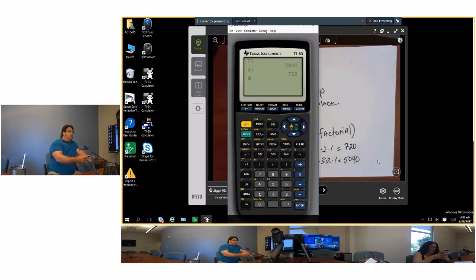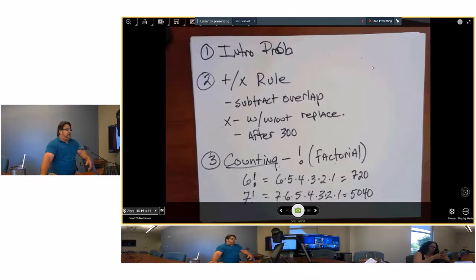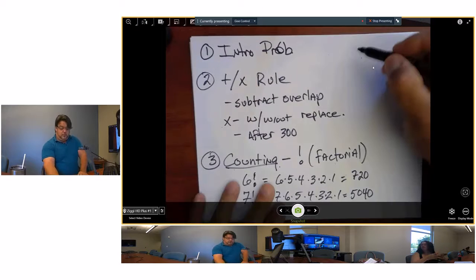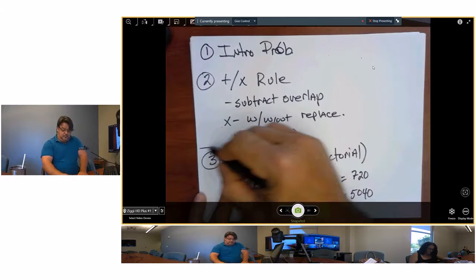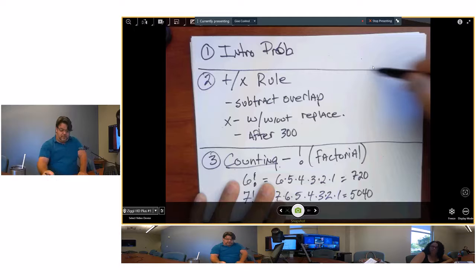Now, factorial. When do you use factorial? You use factorial when you're dealing with combinations and permutations.